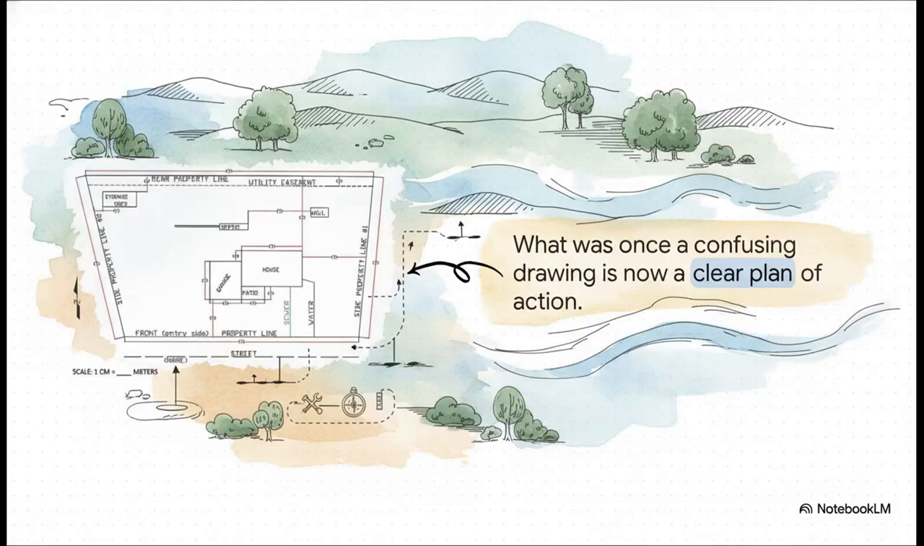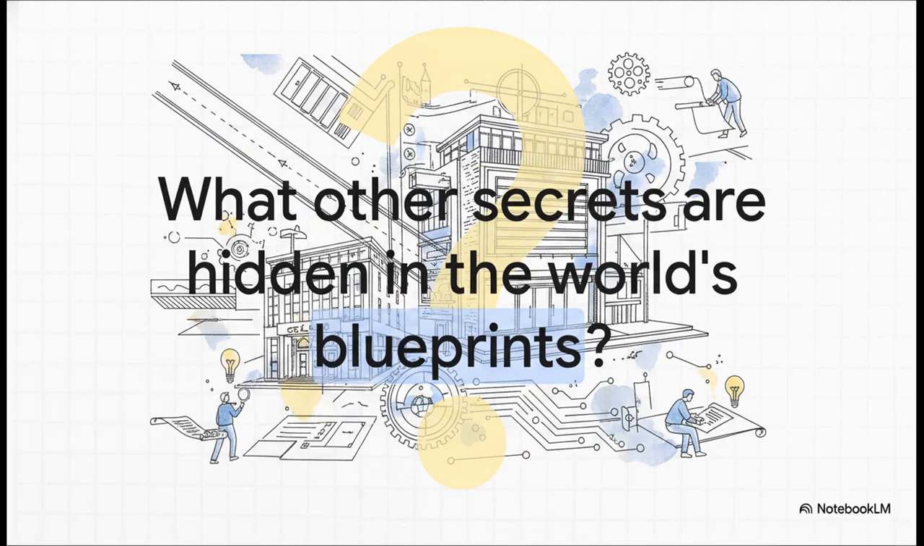So let's look at this one last time. What might have seemed like just a jumble of random lines at the beginning is now a totally readable, understandable map. You can see the boundaries, the house, the utilities. You can see the entire plan of action. It just goes to show you, with a little bit of knowledge, these really complex documents can become simple, powerful tools. Which kind of makes you wonder, what other secrets are hidden out there in plain sight, just waiting to be decoded in the blueprints of our world?